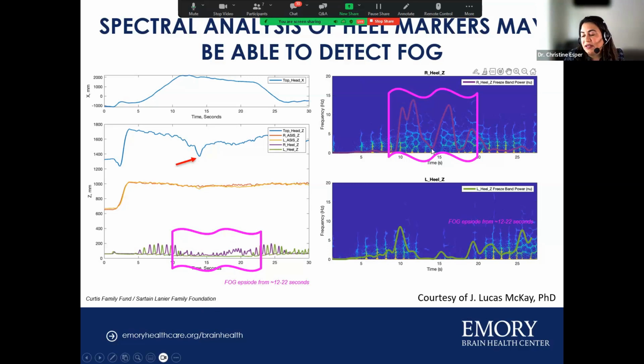And again, this is a more focused spectral analysis of the heel markers. Here's the right heel versus the left heel. And you can see that potentially the question is, can you predict these freezing episodes while or before they are going to happen, which may result in less complications such as falls.